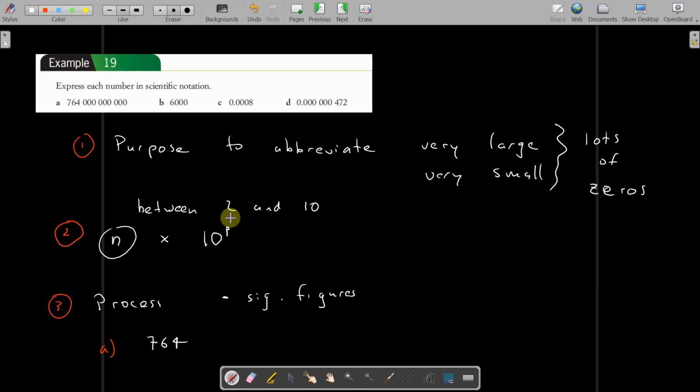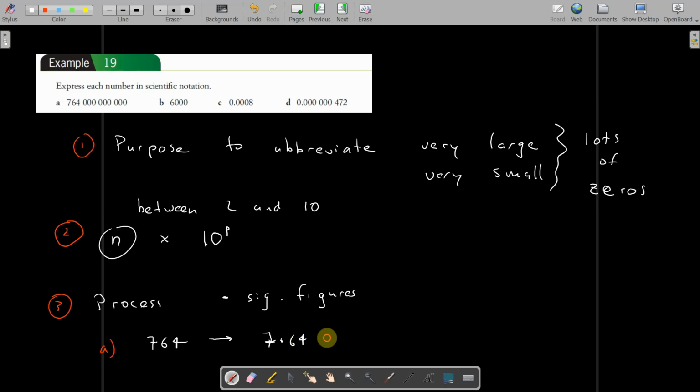764. Now we've got to modify this so that those 3 numbers become a number between 2 and 10. So we've got to find somewhere to put the decimal point. A decimal point in here will make it between 2 and 10. And the only place really we can put it is between the 7 and the 6. So we get 7.64.